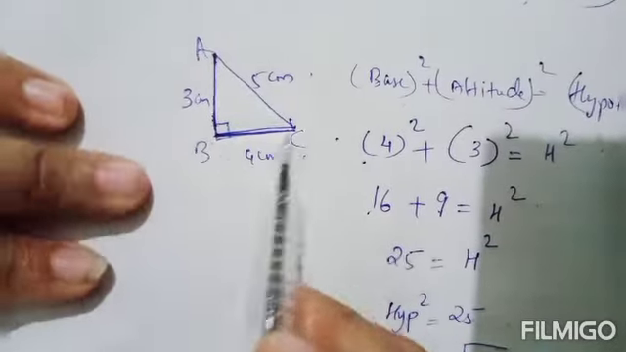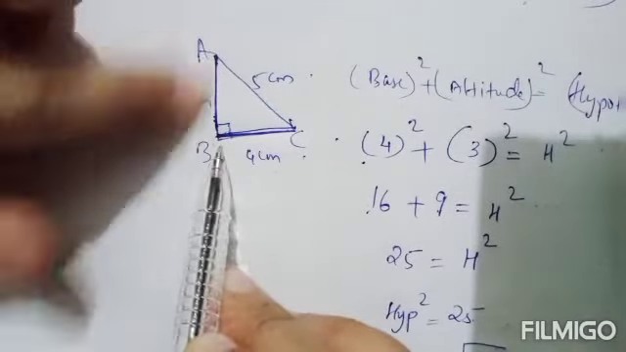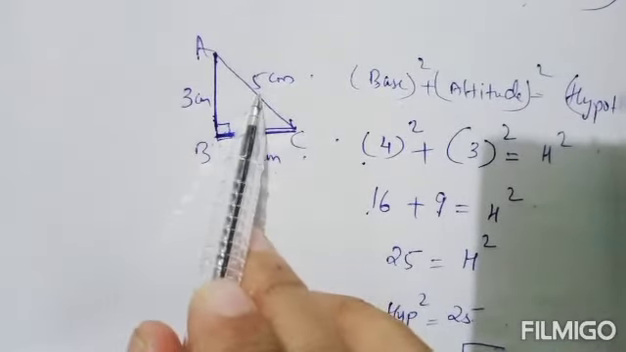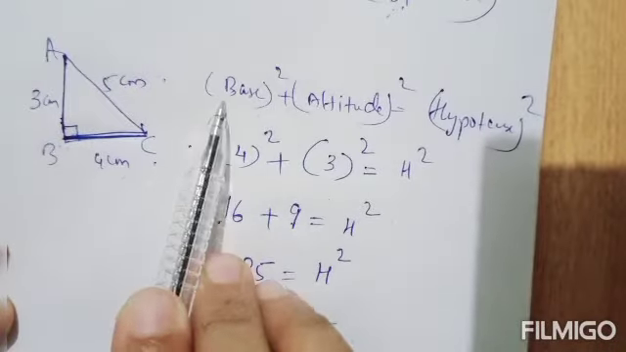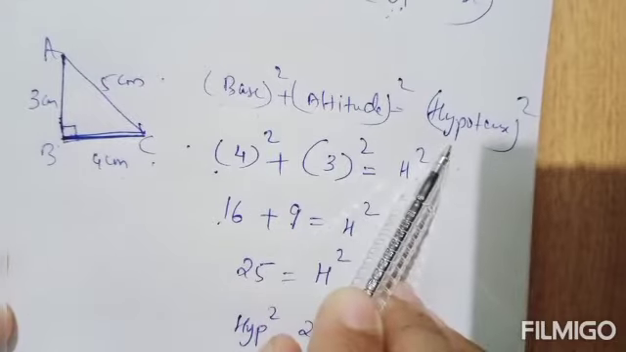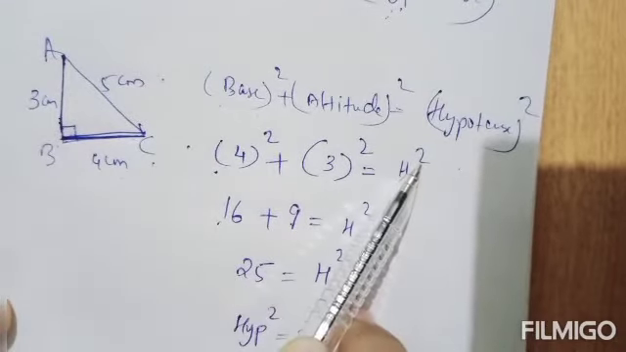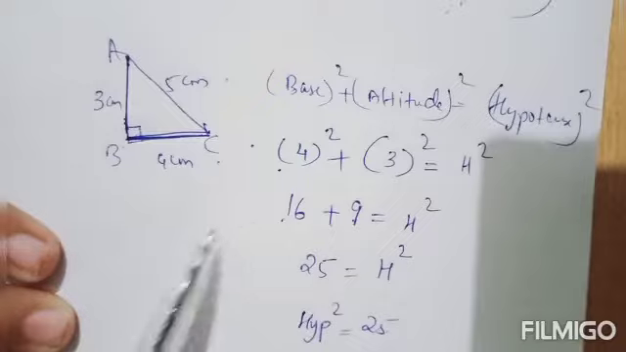Okay, if a right angle triangle's base and altitude are given, you can find the hypotenuse by using Pythagoras theorem. That is base square plus altitude square equal to hypotenuse square, by using this formula. Okay, so this you should know.